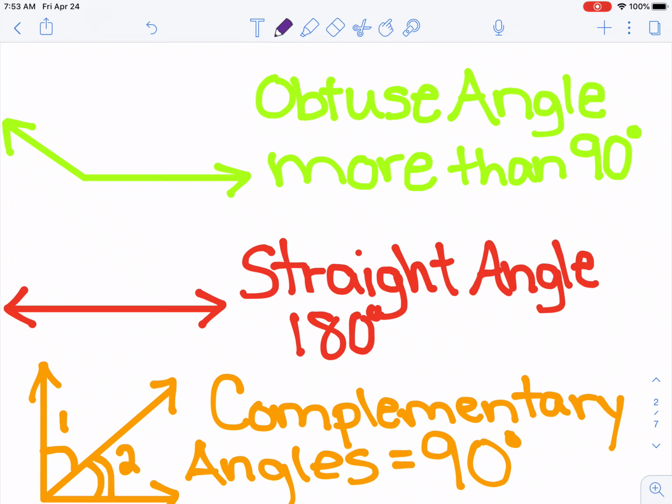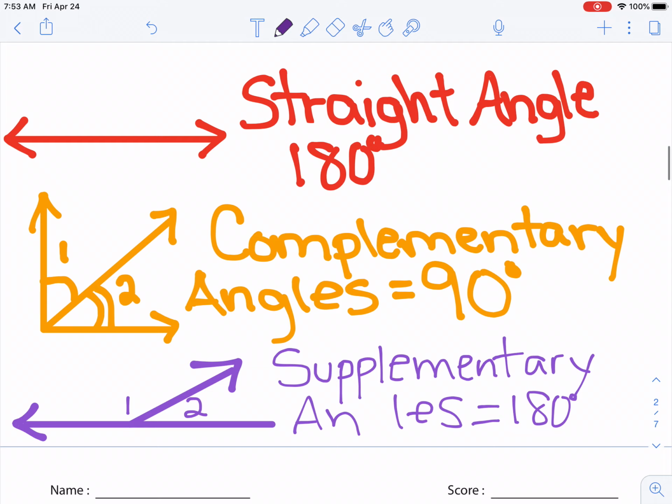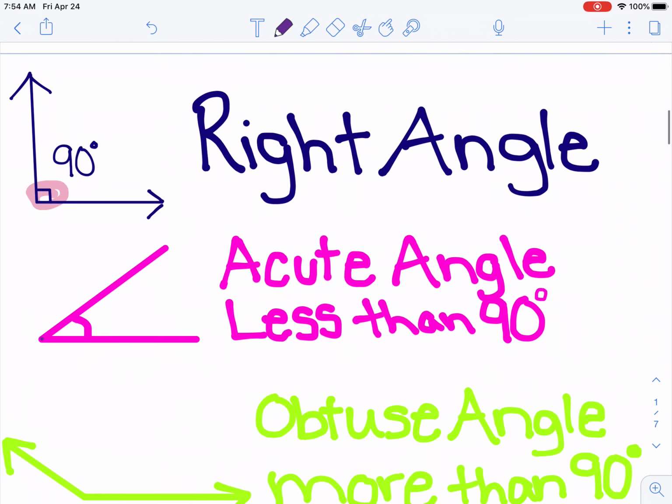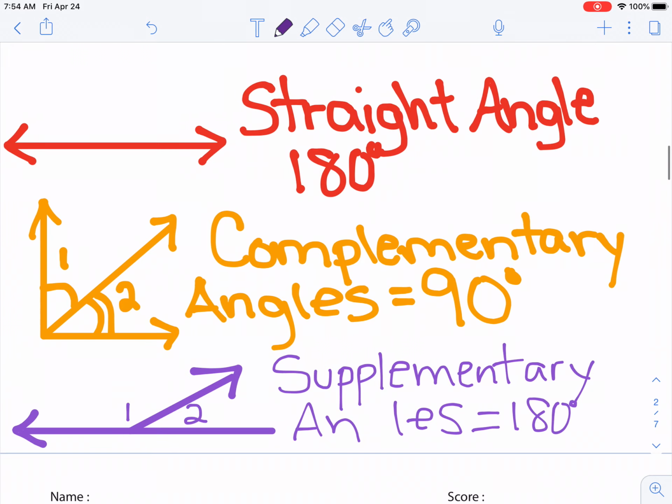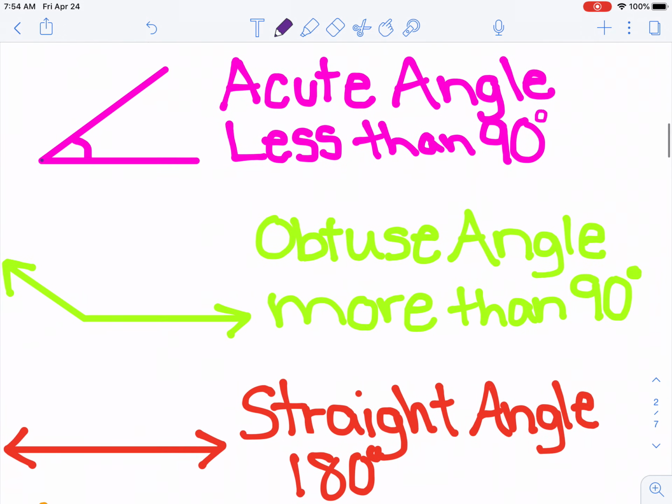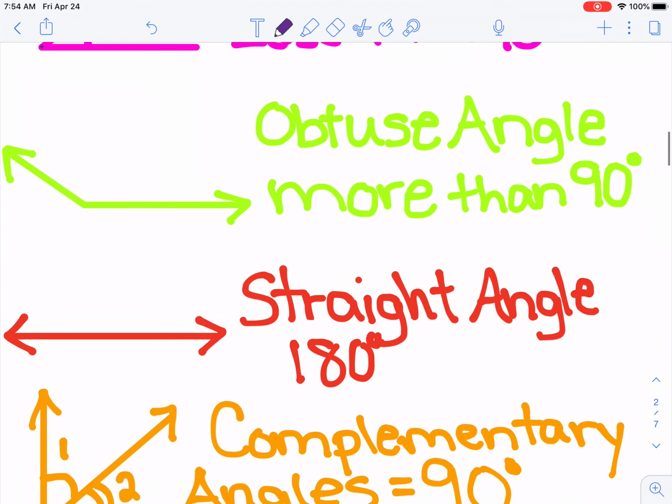Obtuse is an angle that is more than 90 degrees, okay? So it's larger than that 90-degree mark. If I wanted to put a line in here to look like 90 degrees, then you can see that the green arrow over here is larger than that. Then we have a straight angle, which is just a straight line, and I don't know if you knew it was called a straight angle, but that is 180 degrees always. So there are two things: the right angle is always 90, and a straight angle is always 180. The acute and the obtuse are either less than 90 or more than 90.